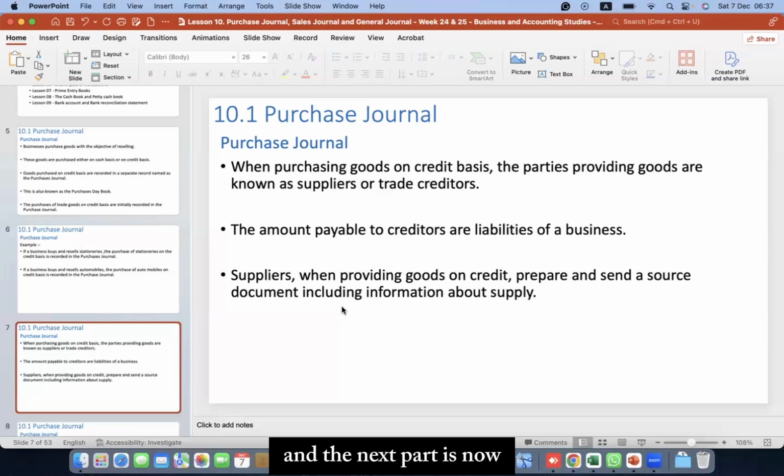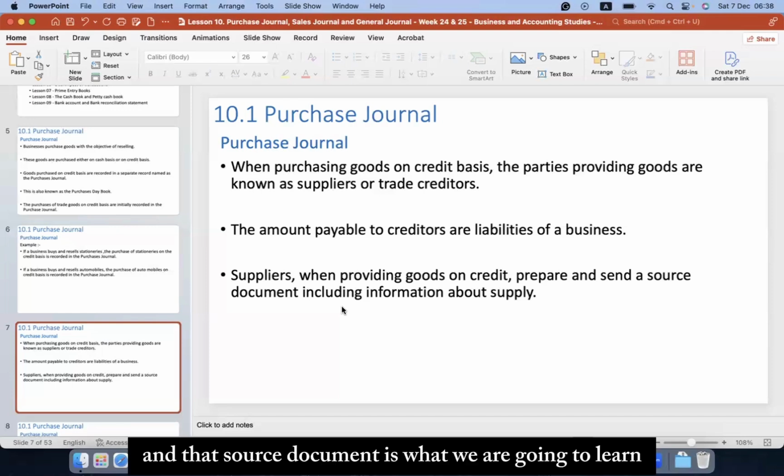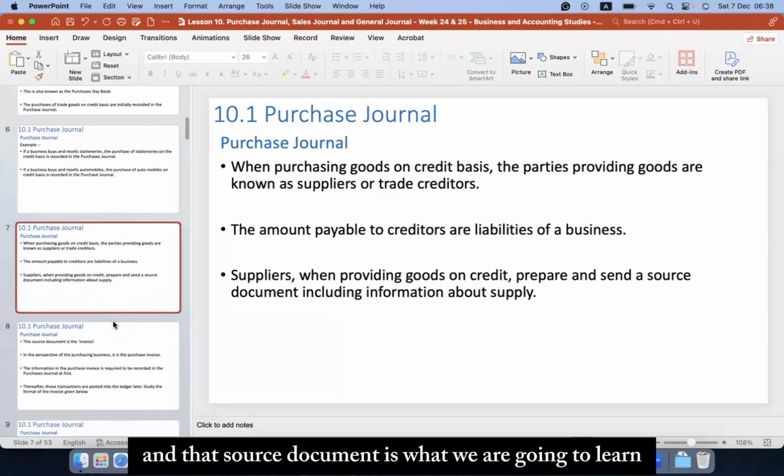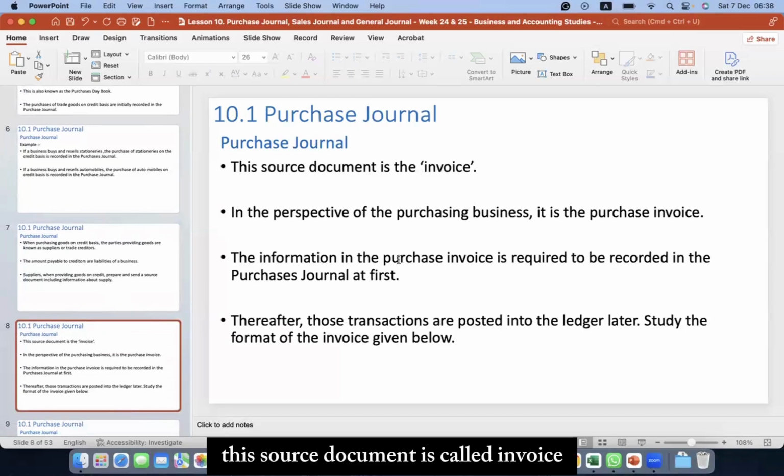Okay. And the next part is, as we did on many other prime entry books, before recording this in a journal, we have a source document. And that source document is what we are going to learn now. Okay. This source document is called an invoice.